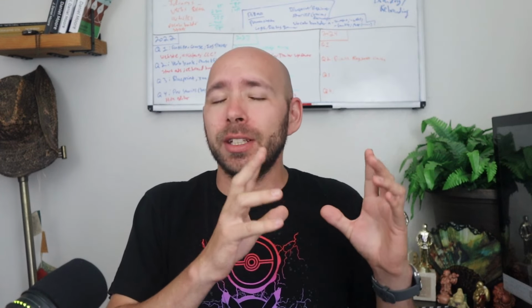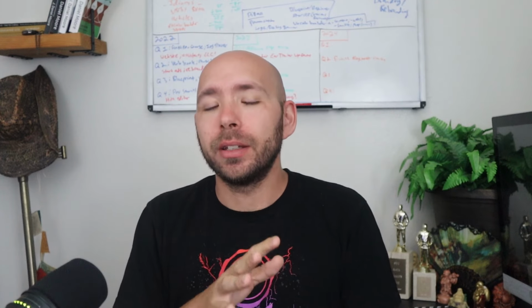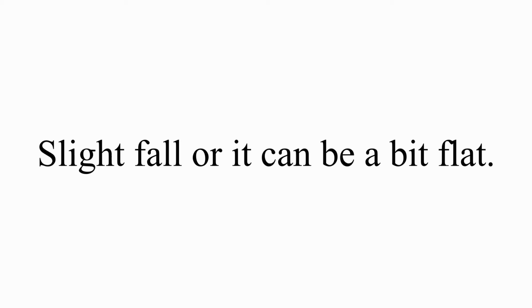But what happens if I take that list and I don't have it at the end of the sentence? Dogs, cats, and birds are really interesting animals. I'm not saying dogs, cats, and birds are really interesting animals. That would be a complete falling tone, right? Like period. There's a couple different things you can do here, depending. But the normal default thing that we're going to do when we end a list is we're still going to fall. We're just not going to fall all the way.